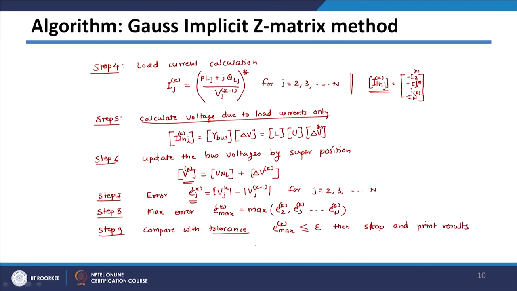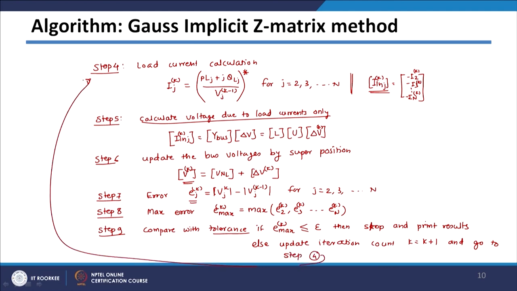Else, update the iteration count, that is k equal to k plus 1, and go to step 4. So, here we have to go back and again calculate new injected currents, then get the delta V by considering injected currents only, then update the voltages, and again compare the voltages. Keep this loop till the convergence happens.